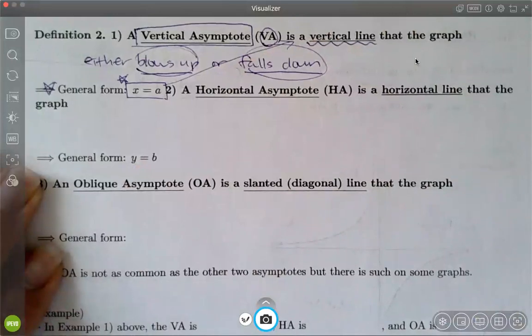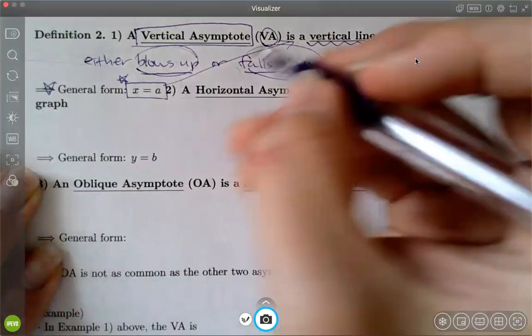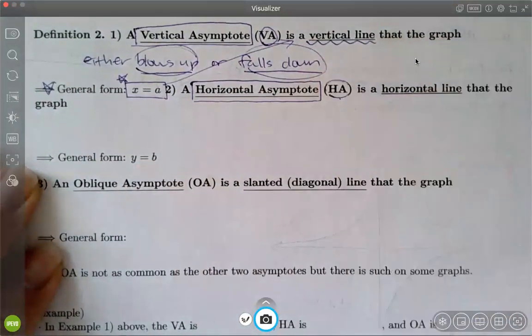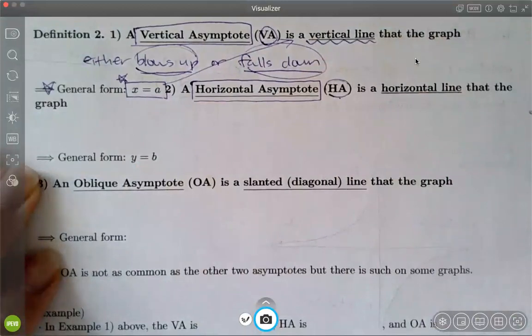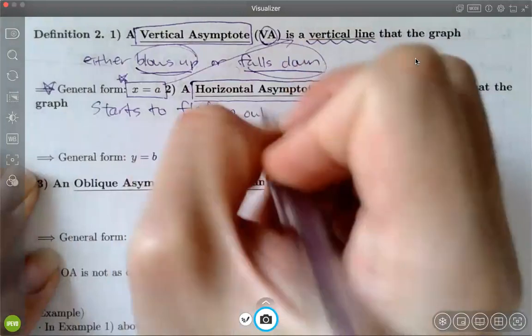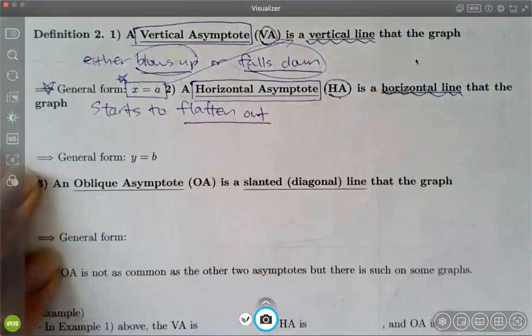Now the second asymptote, the horizontal asymptote. The abbreviation that I use is HA. So what does that mean? First of all, it's a horizontal line such that the graph, and this time, the graph does not blow up or fall down. Rather, the graph starts to flatten out, which means it kind of resembles a horizontal line.